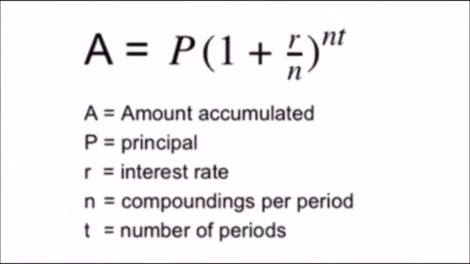The model for compound interest is A equals P times (1 plus r over n) to the nt power, with A being the amount accumulated over time, P being the principal amount administered, r being the interest rate, n being compoundings per period, and t being the number of periods overall.